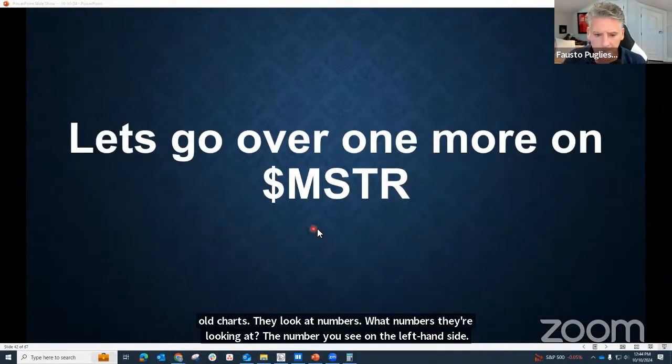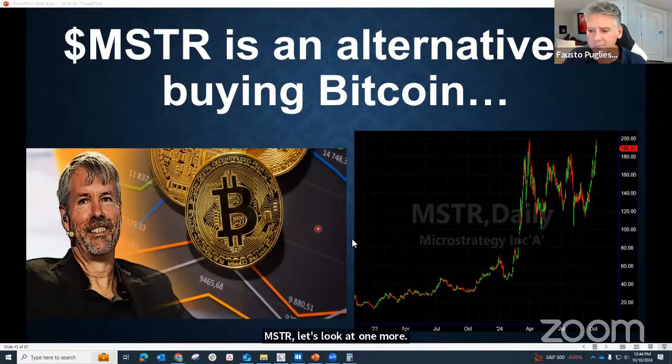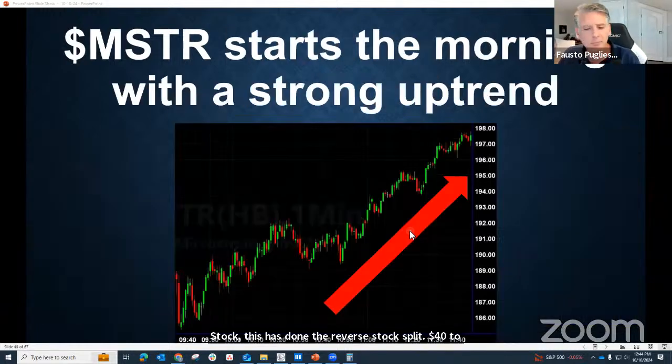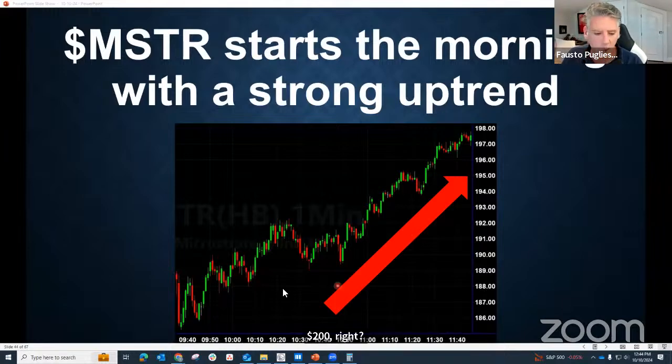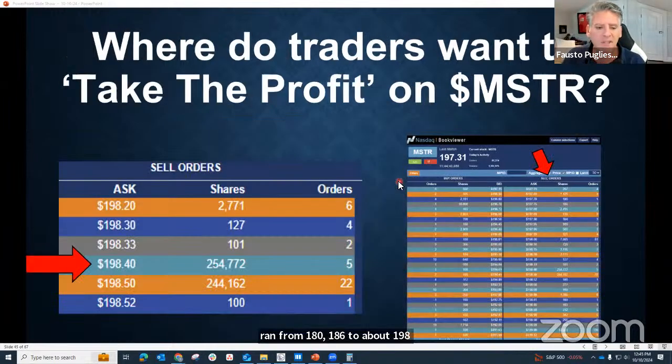MSTR. Let's look at one more. Bitcoin doing great. There's been a big rally on it. This stock is another reverse stock split, $40 to 200, right? Still a big run up. You could see even over the course of the day, it ran from 180 to 186 to about 198. Huge winner, right? But the game plan is, where are the resistance levels?